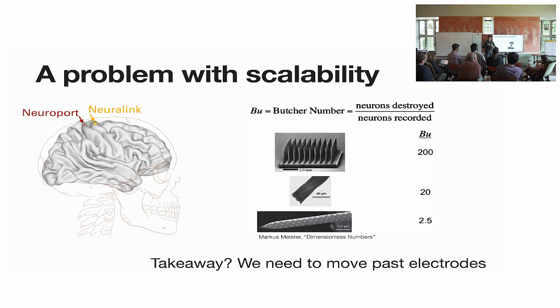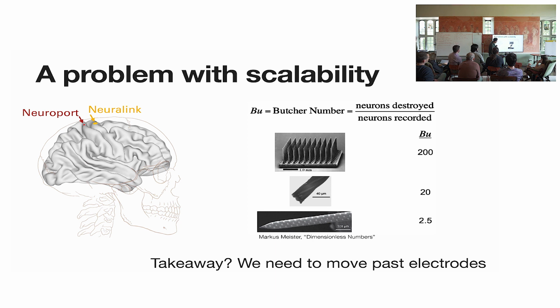But we might be able to make jumps in that, you say. I think there's another problem, which is the butcher number. This was pioneered by Markus Meister. It's the ratio of the number of neurons that you have to destroy to record from one neuron. Our Utah arrays, like Eric has, kill 200 for every one they record from. And our best cases are at the level of about 2.5. You need a butcher number of 0 to scale to the whole brain. And ideally, it's really close to 0, but ideally 0.